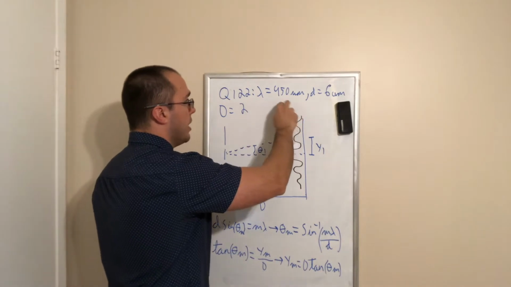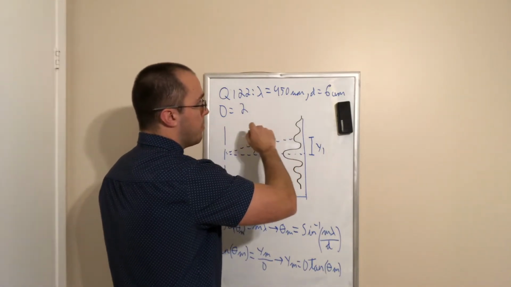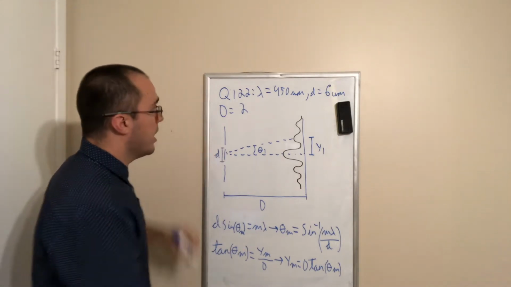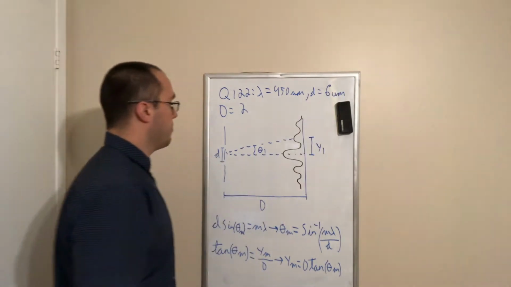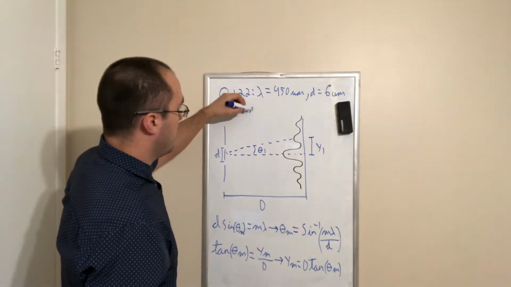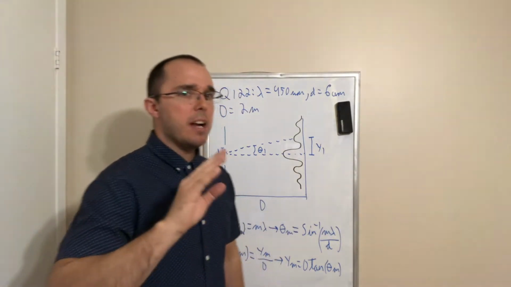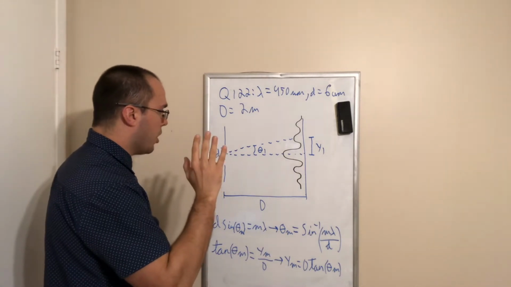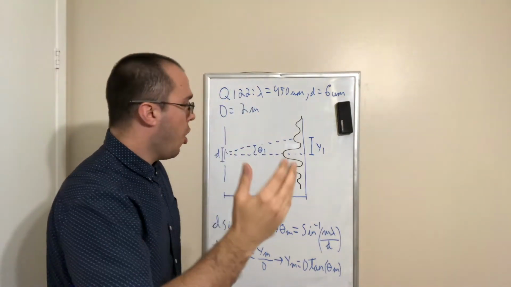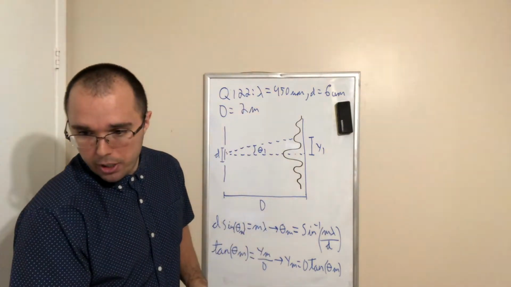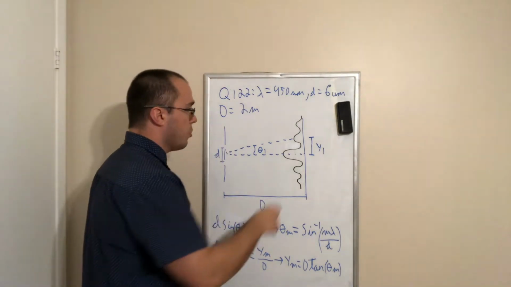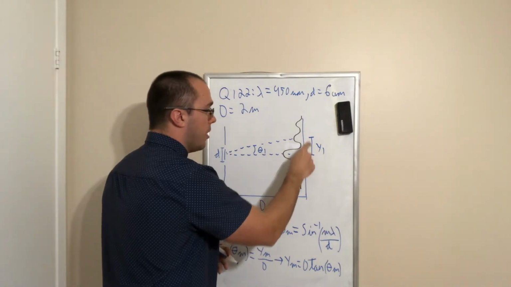We're told that the wavelength is 450 nanometers. The distance between the slits, this distance over here, is 6 micrometers. The distance between the slits and the screen, this one over here, is 2 meters. All right? Now, at first, I'll draw the diagram and explain what each of the parts are. We want to find, in part A, the distance of the first fringe from the central maximum. In other words, we want to find the height over here.